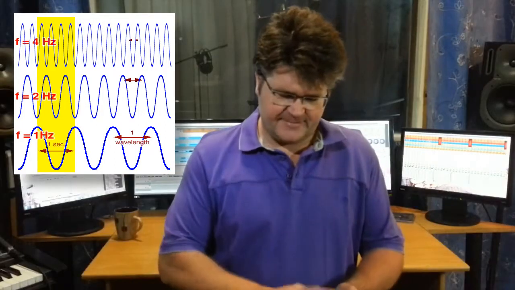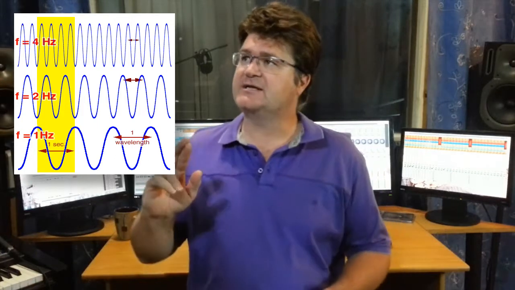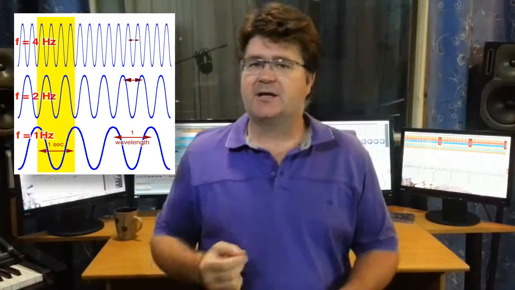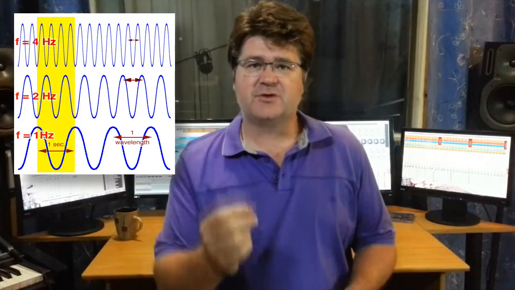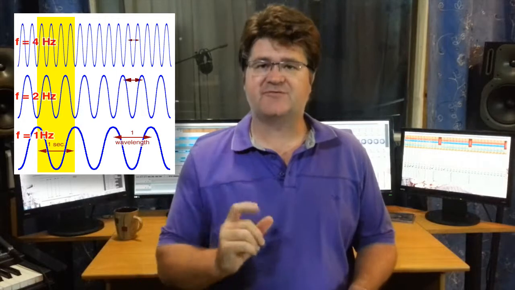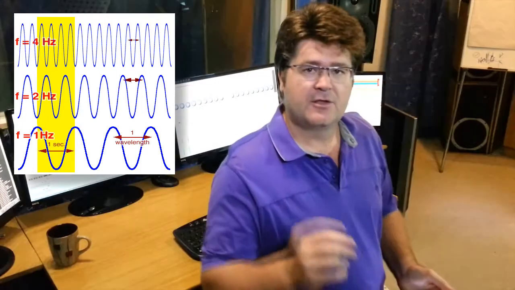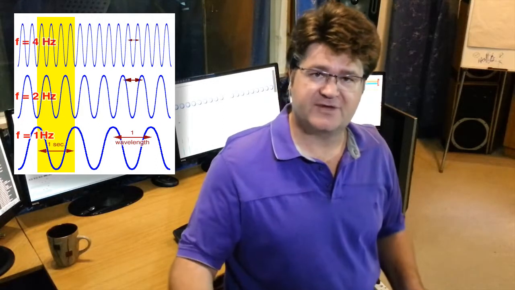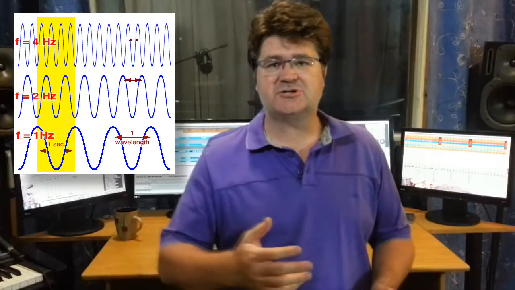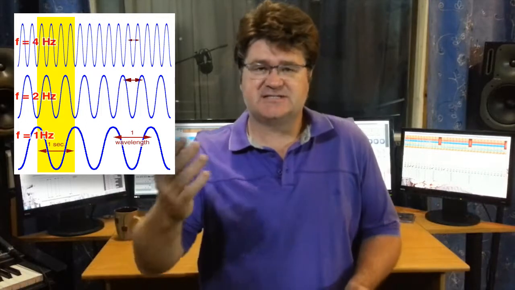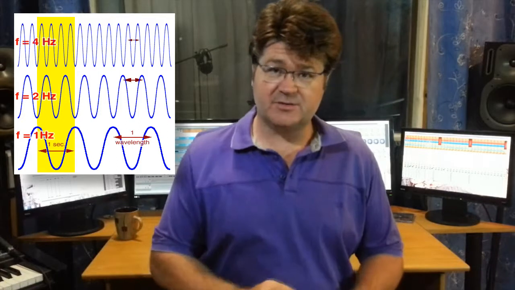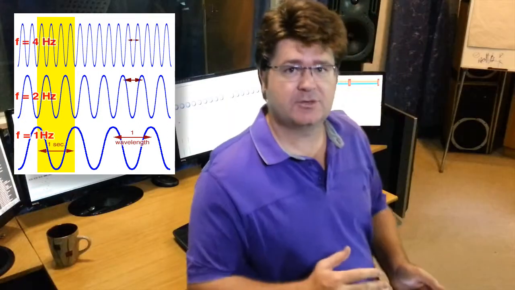The wavelength and the frequency are closely related. They are in fact the inverse of each other. In other words, the faster the frequency, the shorter the wavelength. The slower the frequency, the longer the wavelength. Faster frequency, higher pitch sound, shorter wavelength. Slower frequency, lower pitch sound, longer wavelength.